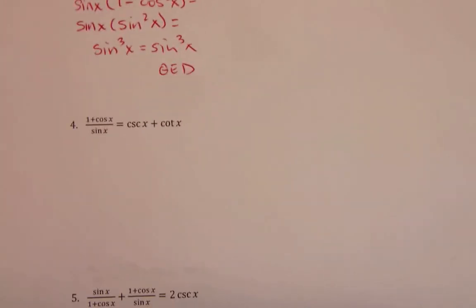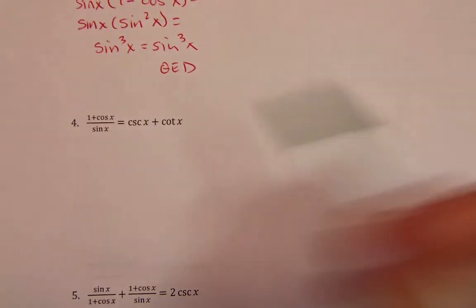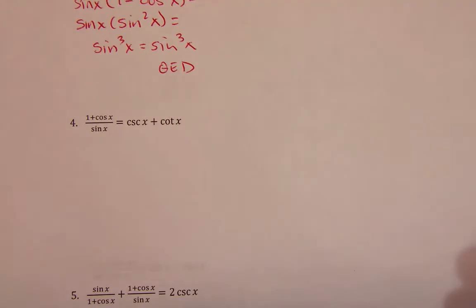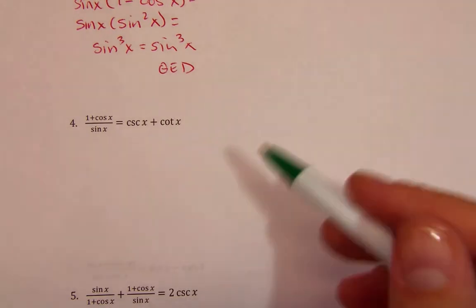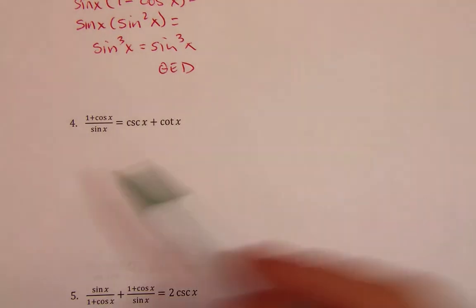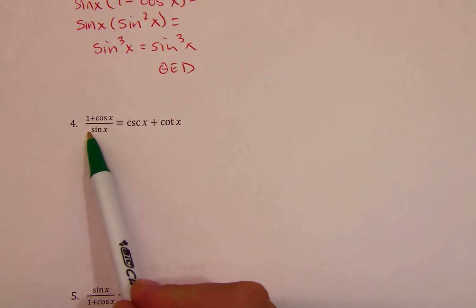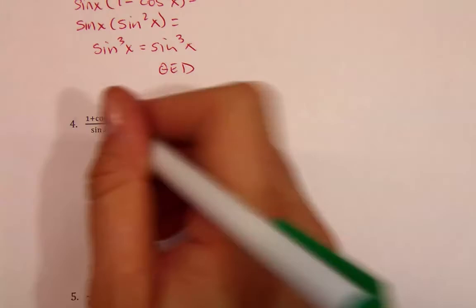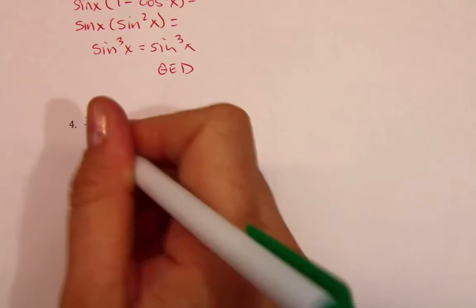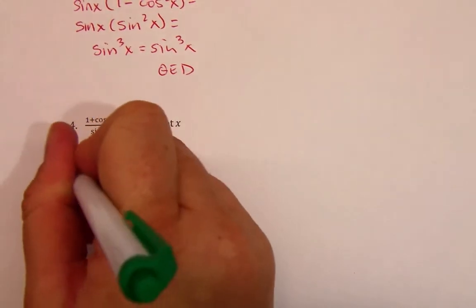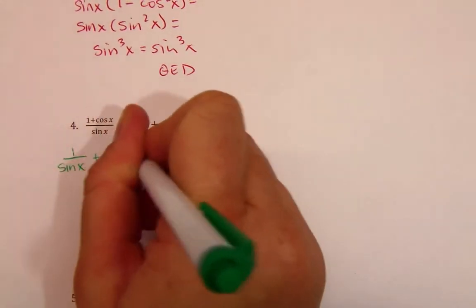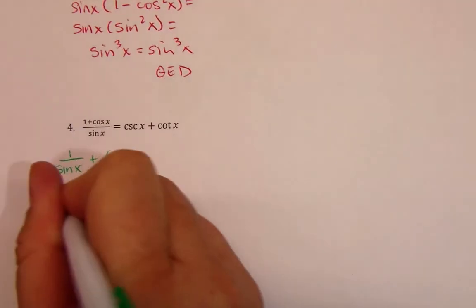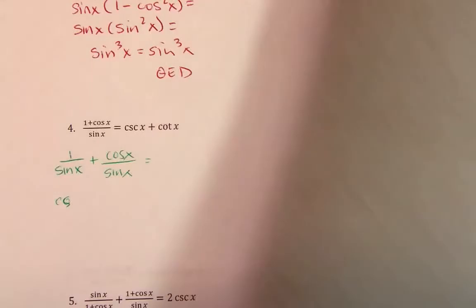Looking at our next example, we have 1 plus cosine x over sine x equals cosecant x plus cotangent x. Now something like this, it's hard to know which side to work on. So I'm going to do it working on this side first. And then I'm going to do it another way working on this side first. So I can separate these fractions. I can have 1 over sine x plus cosine x over sine x. And this is cosecant x.